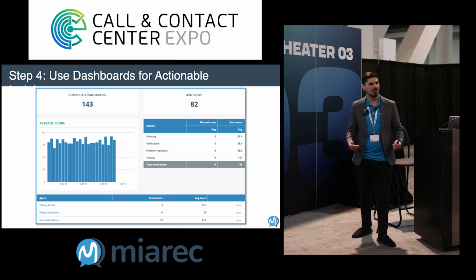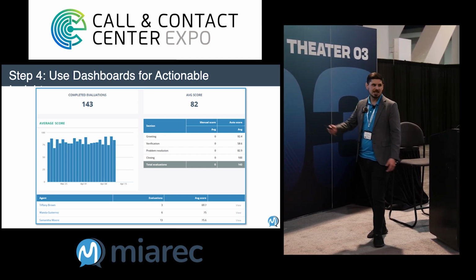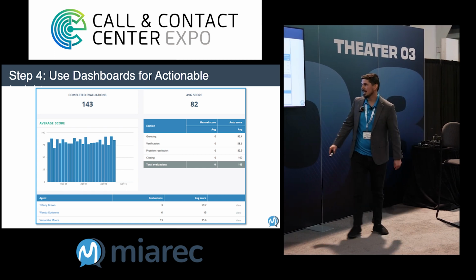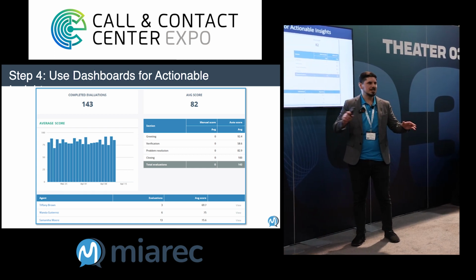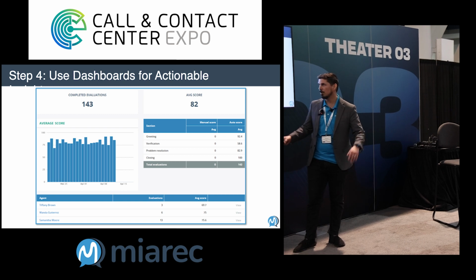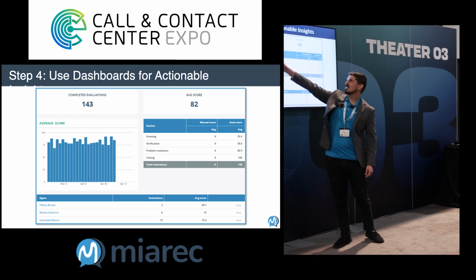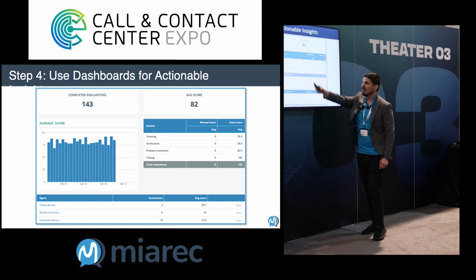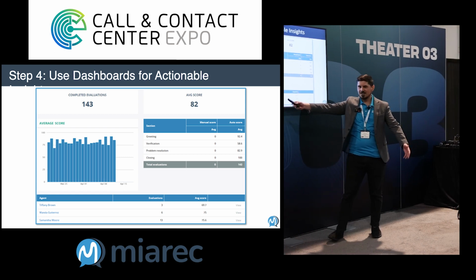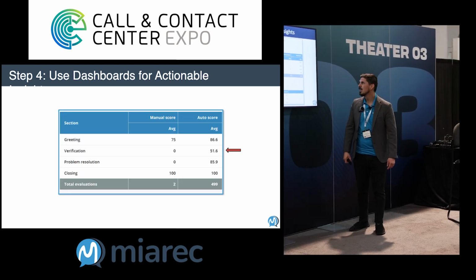Like, how is my contact center performing with regard to QA? So that's what the dashboards are for. In the dashboard, you can check out, over any specified time range, like a week or a month or whatever you want to do, how many evaluations have been completed and what's the average score. You can see a graphical representation of the average score by day.